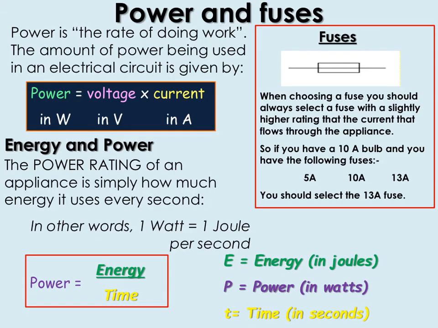Remember that a fuse has that symbol, that's the circuit symbol for a fuse, and when you choose a fuse, you should always select a fuse with a slightly higher rating than the current that flows through the appliance. So if you were to have a bulb which has a current of 10 amps flowing through it, the fuse that you'd want to choose would be slightly higher than 10 amps. So of these 3 fuses to choose from, you would choose a 13 amp fuse. That means that the current of 10 amps can flow through the circuit without melting the fuse.